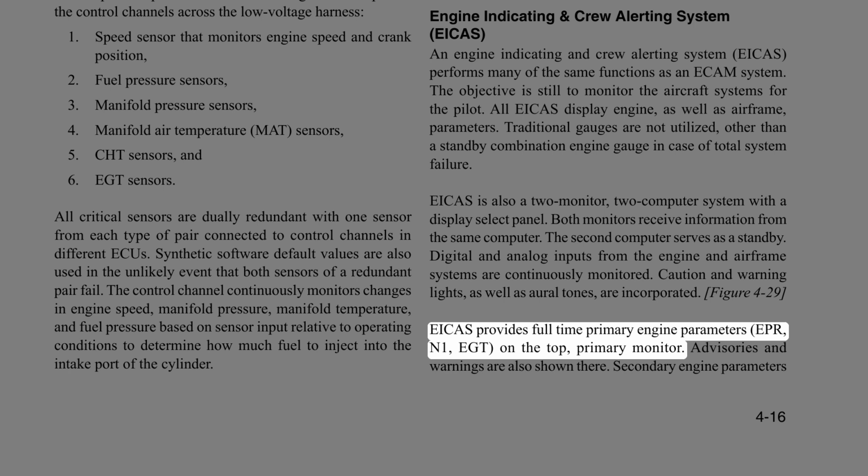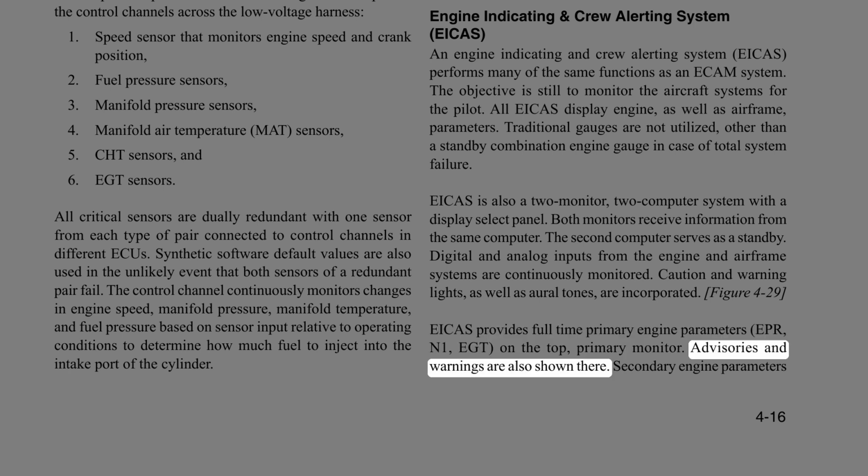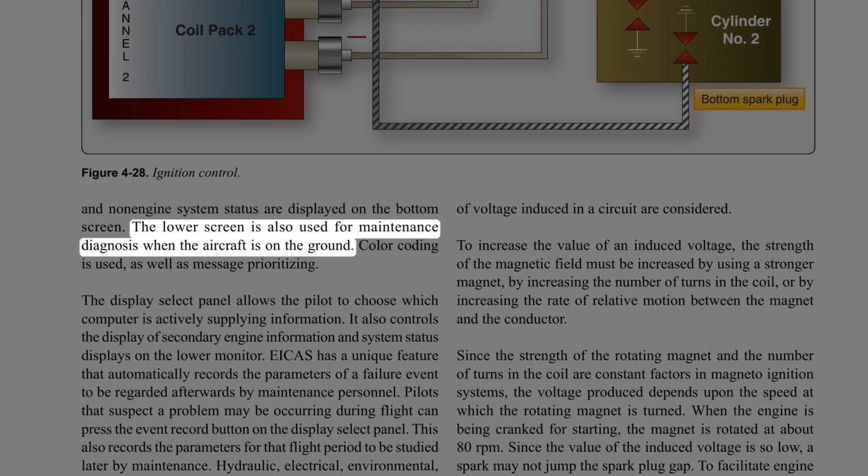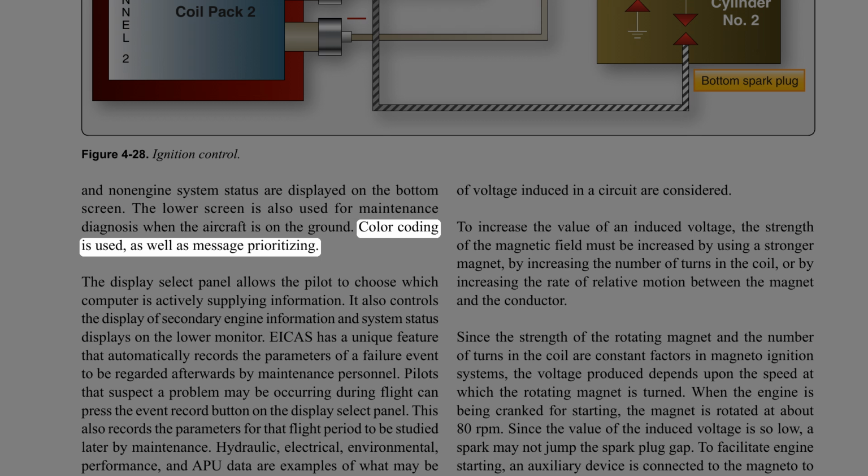EICAS provides full-time primary engine parameters, EPR, N1, EGT, on the top, primary monitor. Advisories and warnings are also shown there. Secondary engine parameters and non-engine system status are displayed on the bottom screen. The lower screen is also used for maintenance diagnosis when the aircraft is on the ground. Color coding is used, as well as message prioritizing.